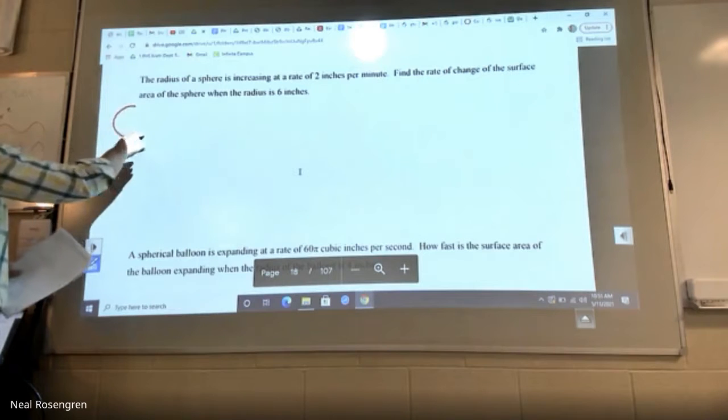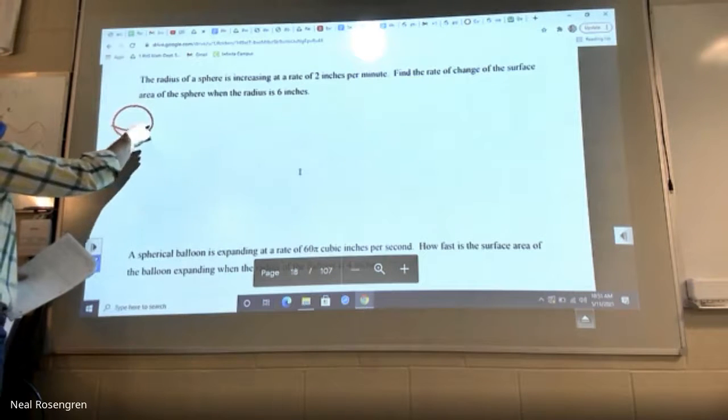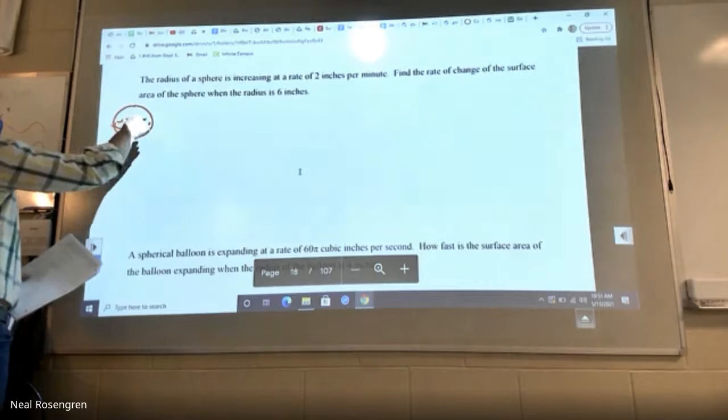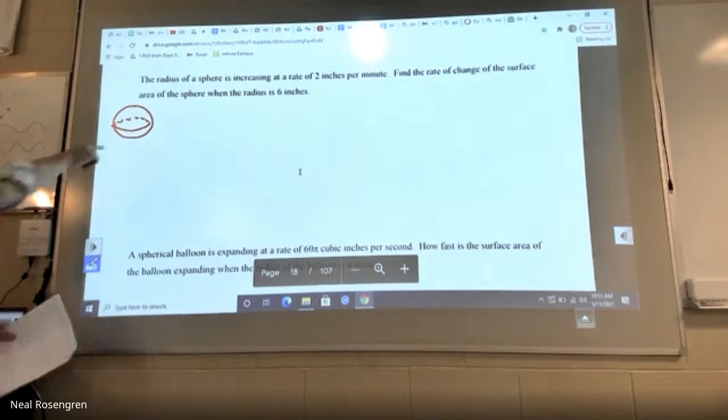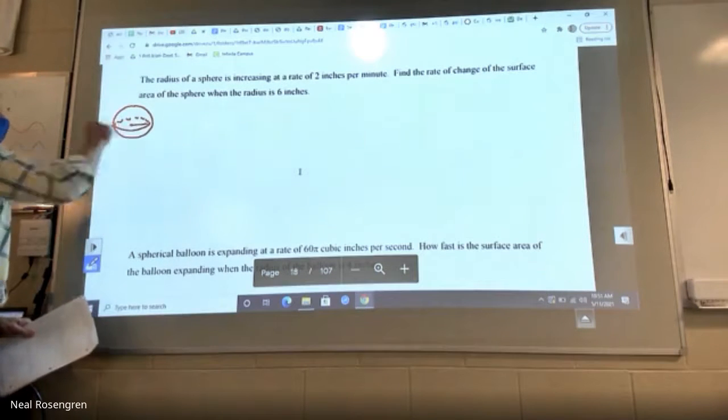One last thing I'm going to say, here's how I draw a sphere. Circle, arc in front, yeah. And then dotted arc in the back with a radius.